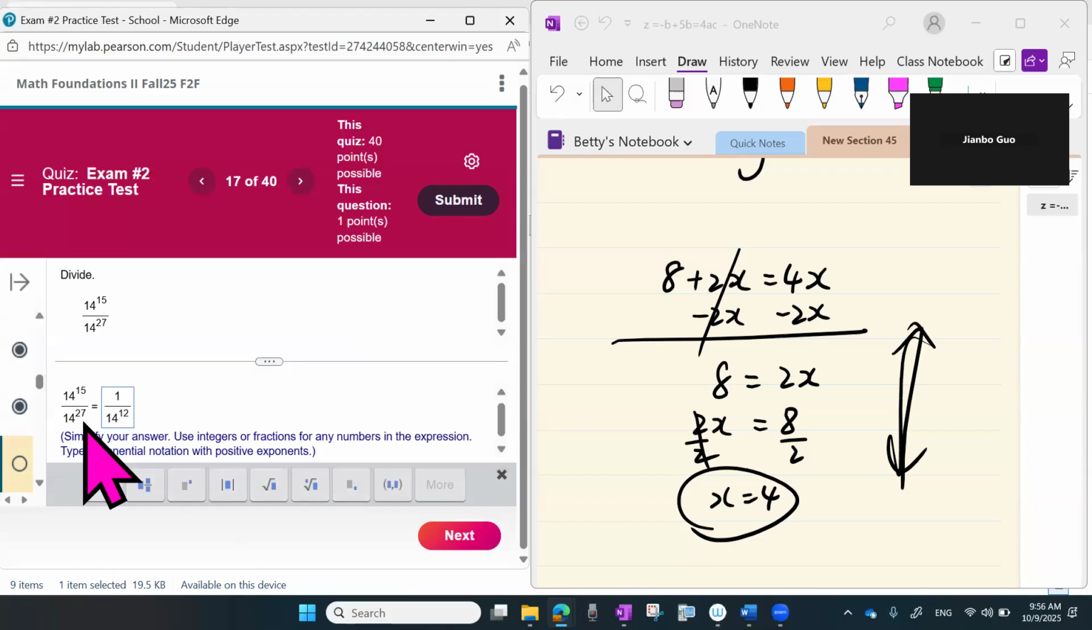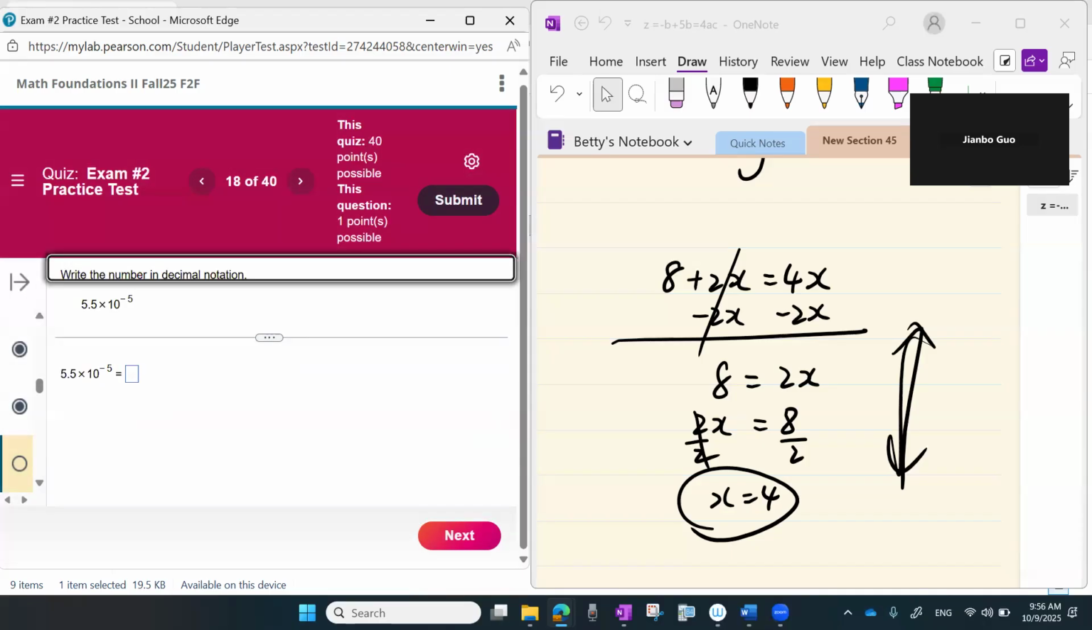27 minus 15 is 12. So I don't think the problem requires us to evaluate what 14 to the power of 12 is. We're just going to leave it this way because it says simplify your answer. Use integers or fractions for any numbers in the expression. Type exponential notation with a positive exponent. So yeah, that's the answer.